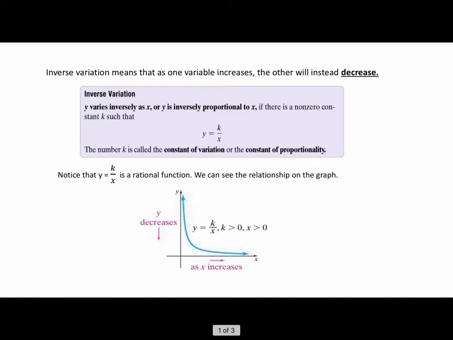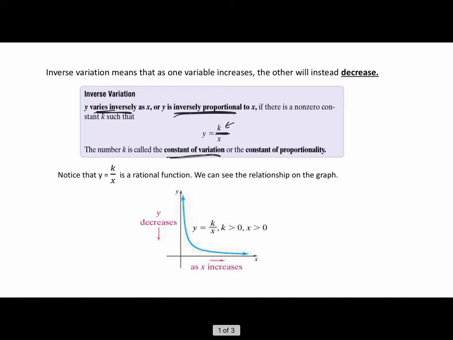Inverse variation means that as one variable increases, the other will do the opposite. It will decrease instead. So the way you see that translation is "y varies inversely," or the words "y is inversely proportional." If there's a non-zero constant, again, that constant of variation is there, k. But the variable itself will be under the fraction bar.